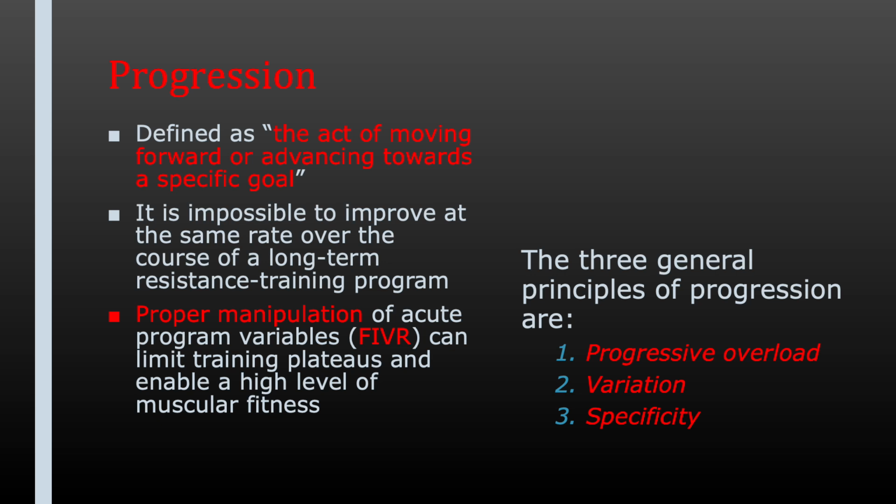But as long as you're seeing that progression over time, because of the proper manipulation of the acute program variables, FIVR, frequency, intensity, volume, and rest, can limit the training plateaus. So ultimately, at the end of your program, you have enabled a higher level of muscular fitness. So how do we achieve this? Yes, by manipulating those FIVR variables, but also these 3 general principles: progressive overload, variation, and specificity.